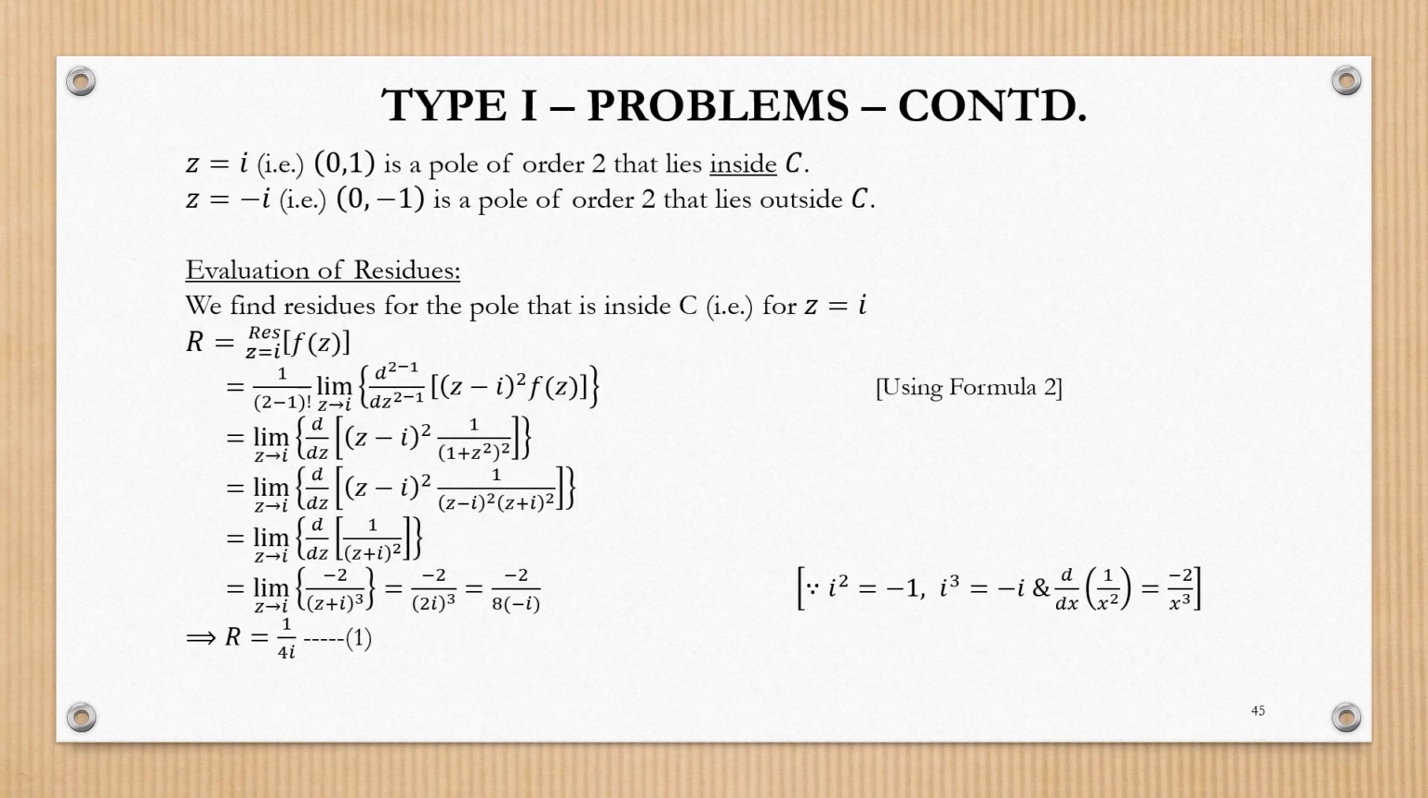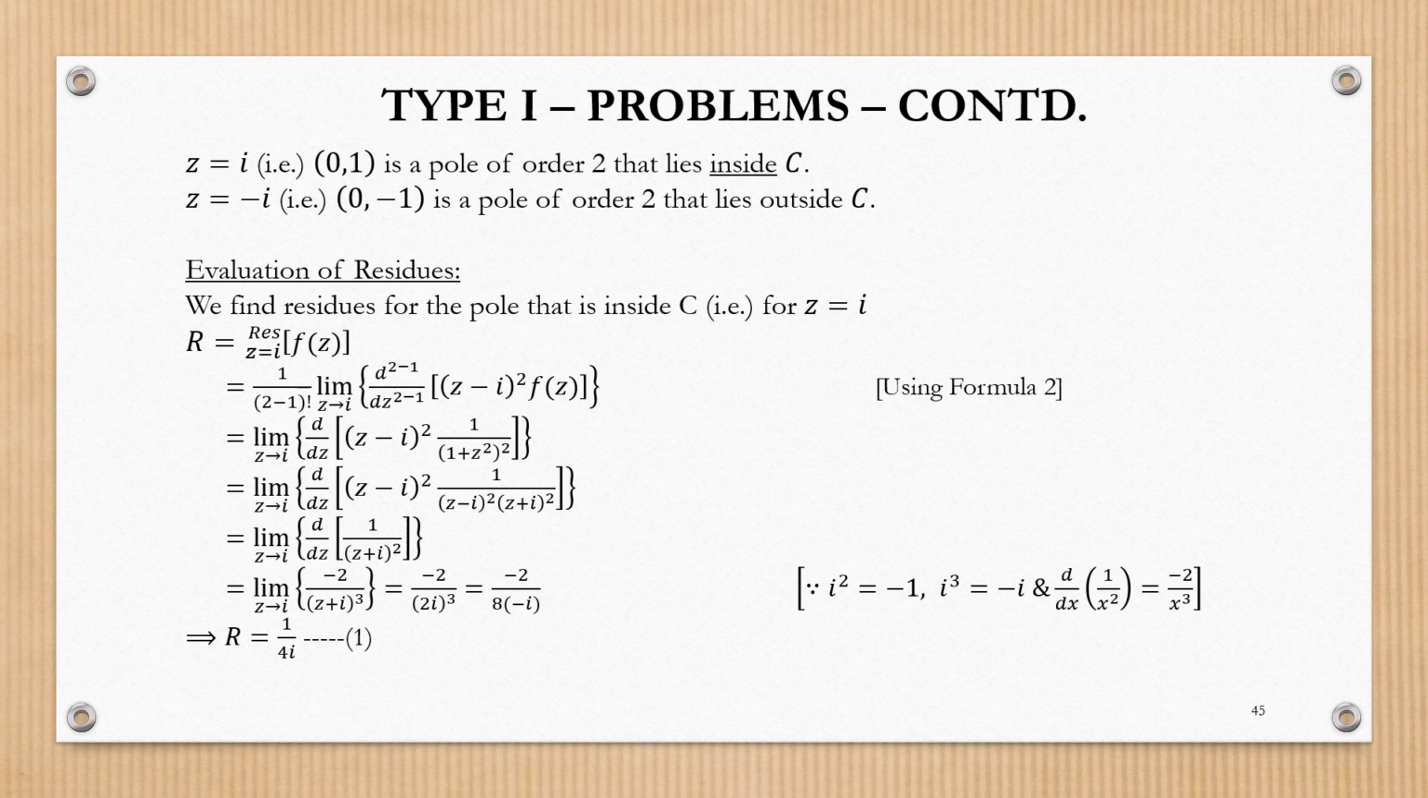Among the two poles, z equal to i, that is (0, 1), and z equal to minus i, that is (0, minus 1), z equal to i lies inside the curve because it is on the positive imaginary axis, and z equal to minus i lies outside the curve because it is on the negative imaginary axis. So for the pole that is inside, we find the residue. That is, we have to find only one residue here, and therefore I have represented it by R. But we don't use formula 1, we use formula 2 because it's a pole of order 2. Recall formula 2 of evaluation of residue.